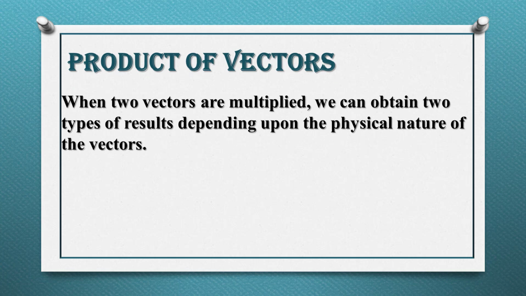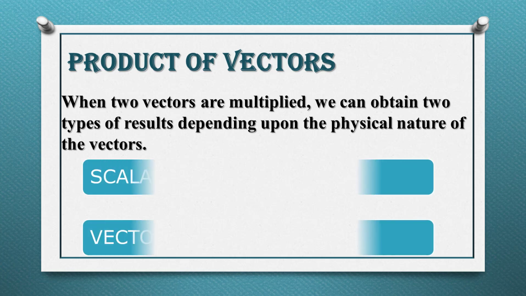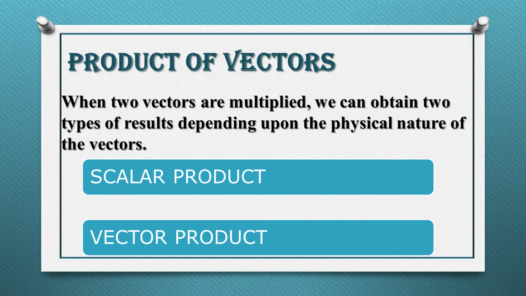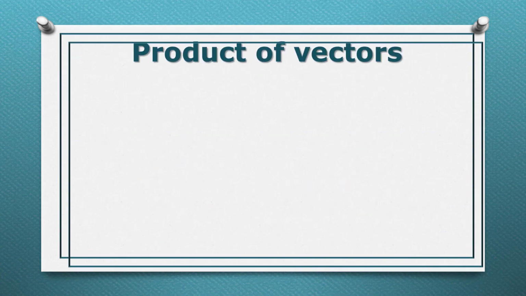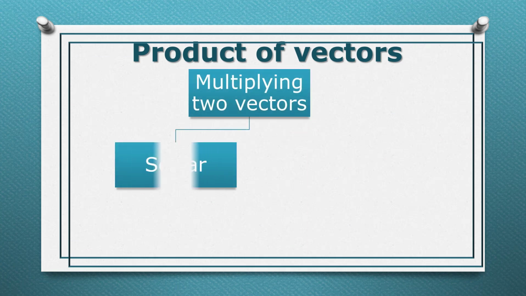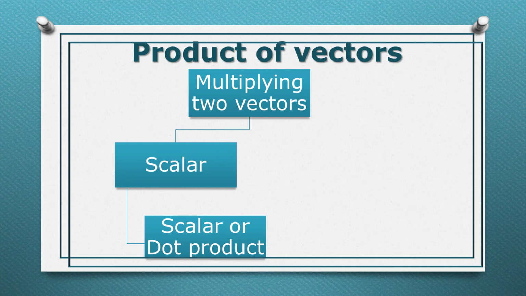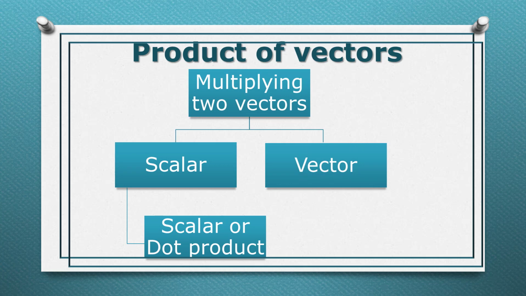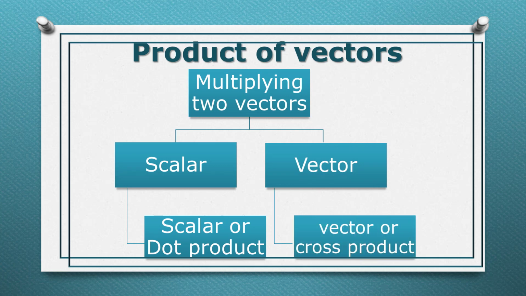When two vectors are multiplied, we can obtain two types of results depending upon the physical nature of the vectors: scalar product or vector product. If we multiply two vectors and the result is a scalar quantity, then it is the scalar or dot product. And if the result is a vector, then it is the vector or cross product. Keep this in mind that we are just multiplying two vectors, not more than two vectors. This whole discussion is for multiplication of two vectors.